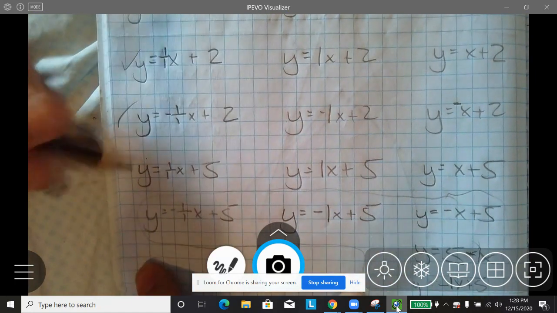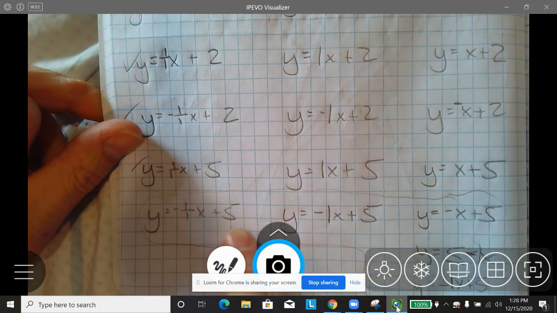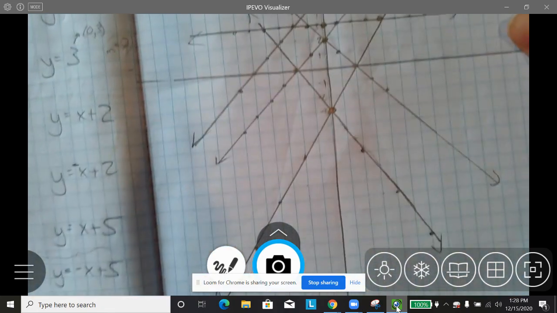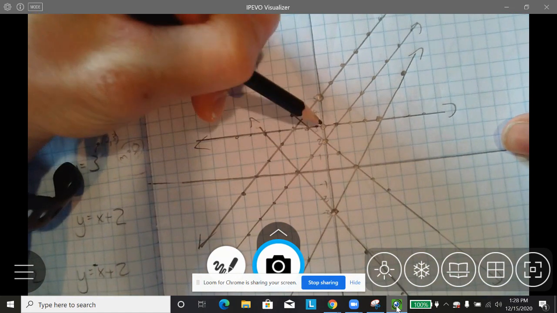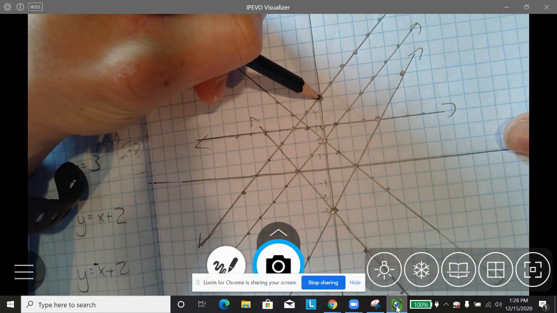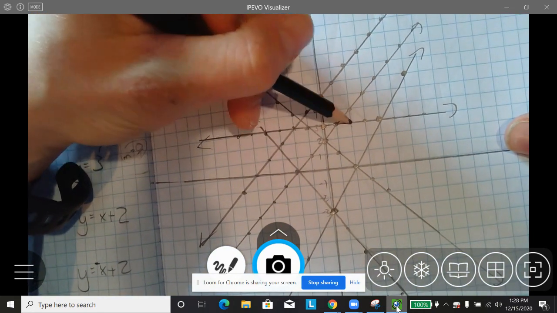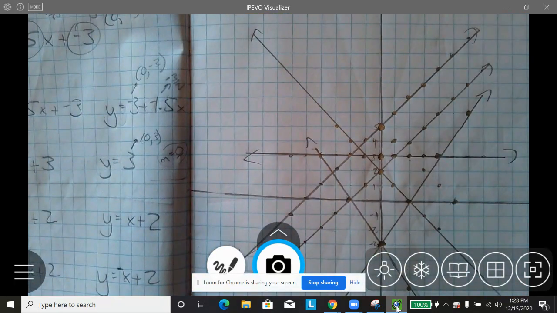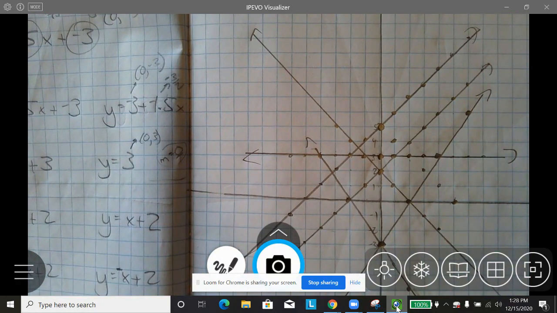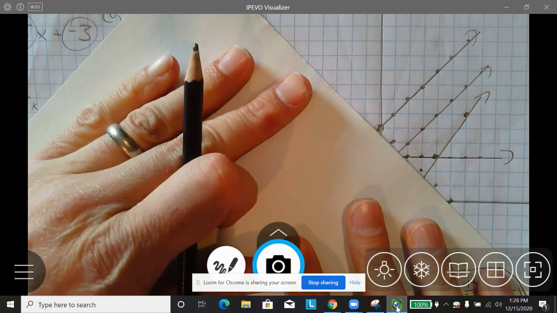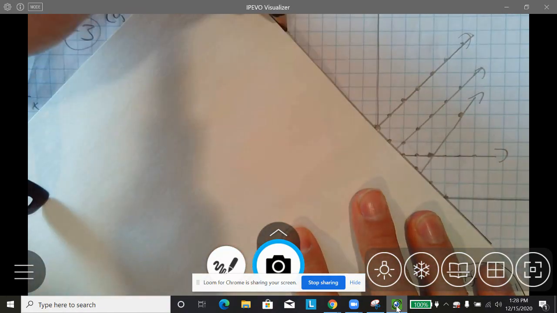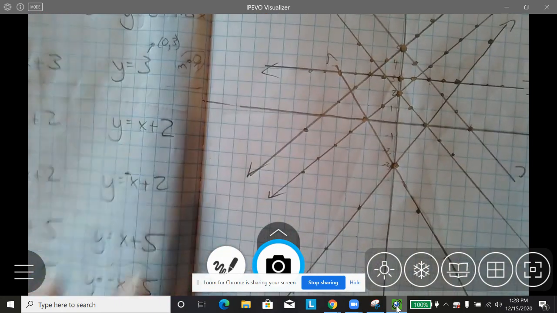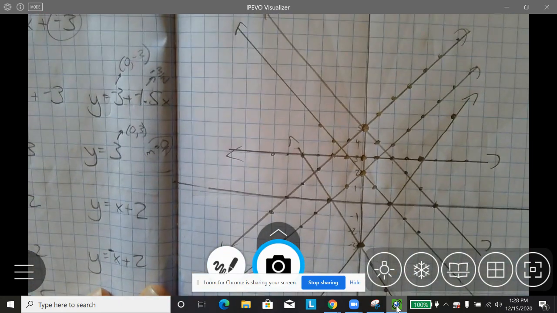All right, and let's try this one. Negative 1 over 1 x plus 5. Again, a y-intercept of 5 and a slope of negative 1 over 1. So I'm going to start at 1, 2, 3, 4, 5. That's right here. Now I go down 1 over 1, down 1 over 1, down 1 over 1, down 1 over 1. And we'll connect those dots. And we're done. Well, what the heck is this?